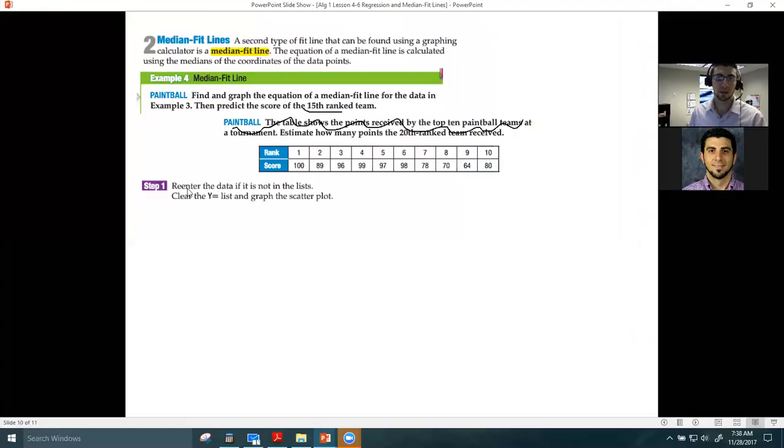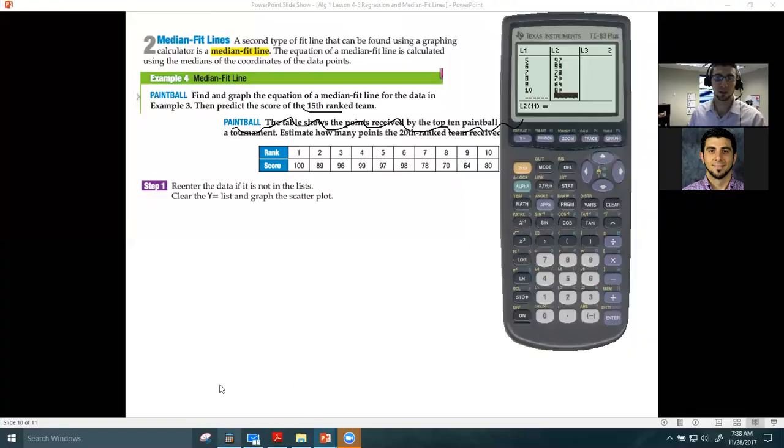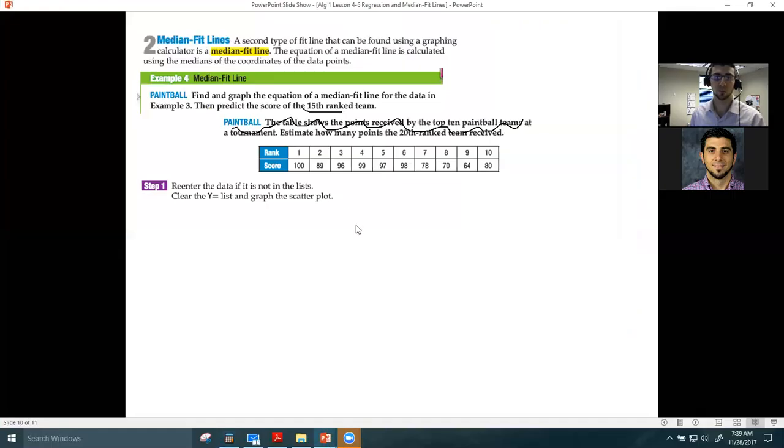So re-enter the data, clear the y equals list and the graph, and graph the scatter plot. Under y equals, if you had your equation in here, it shouldn't be in there. Go to stat plot, number 1, make sure it's on, make sure you're doing a scatter plot, make sure lists 1 and 2 are there, and make sure your mark is a square. I'm going to do zoom number 9, zoom stat, and you can see your scatter plot. Looks like it has a negative correlation there.